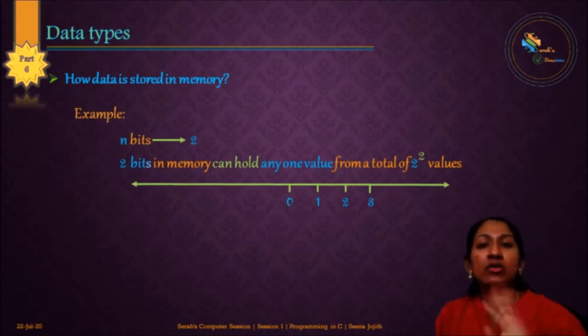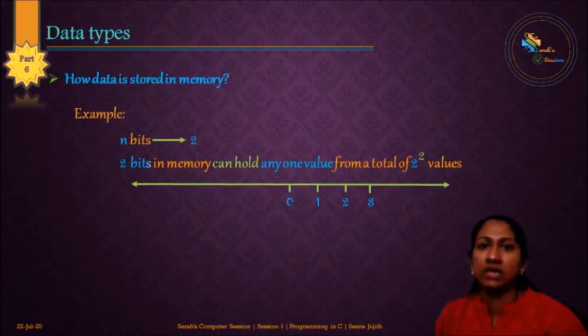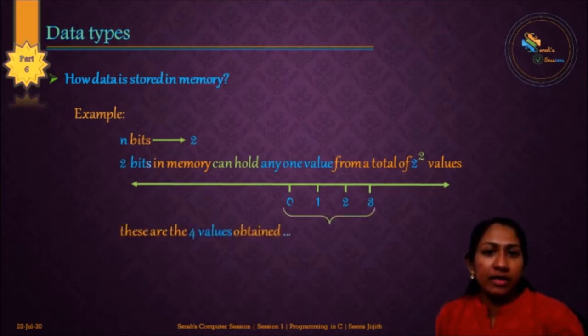If you are able to generate 4 values, starting from 0, it will be 0, 1, 2 and 3. I am not considering negative values here. Only positive values are considered here. So these are the 4 values that can be generated using n bits, or 2 bits.